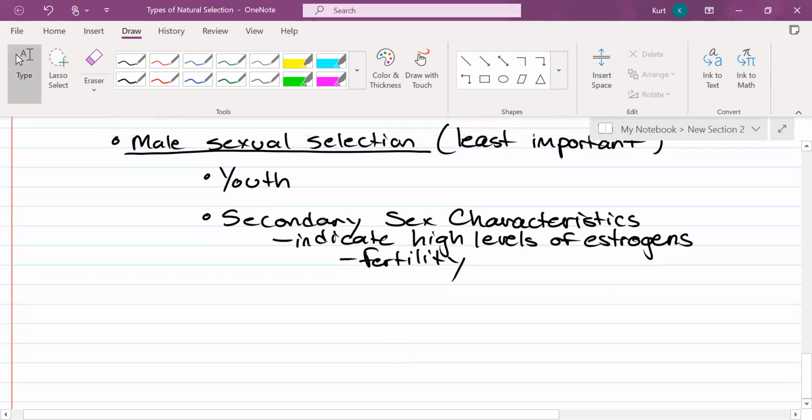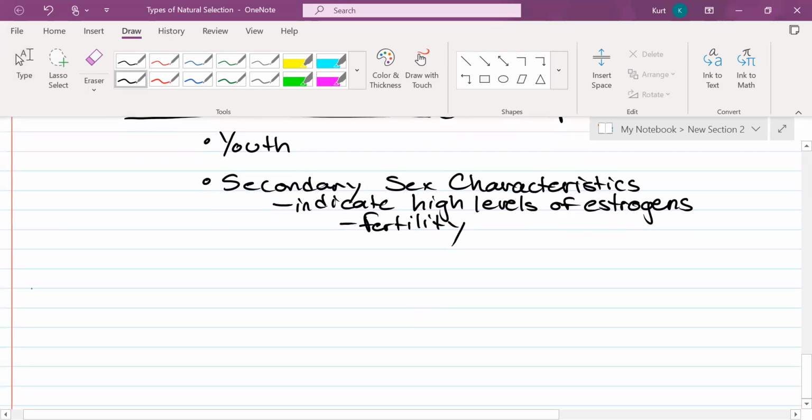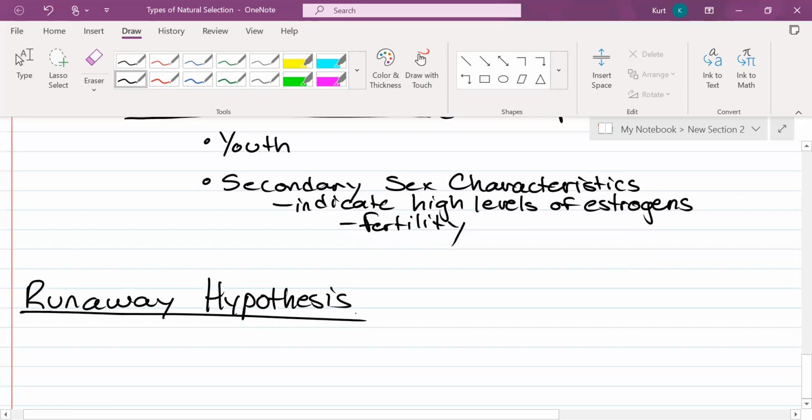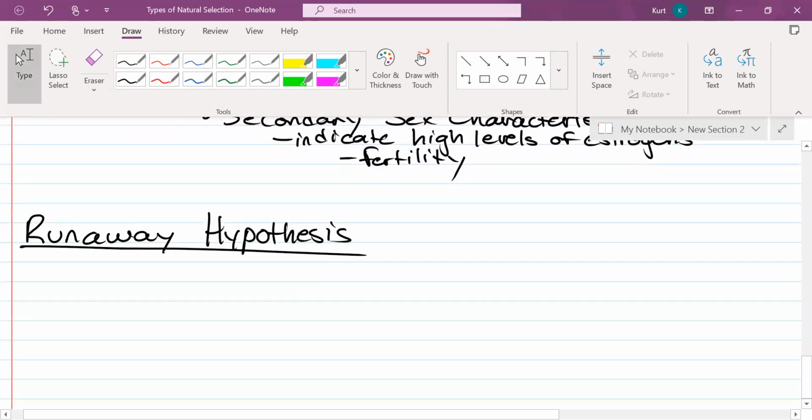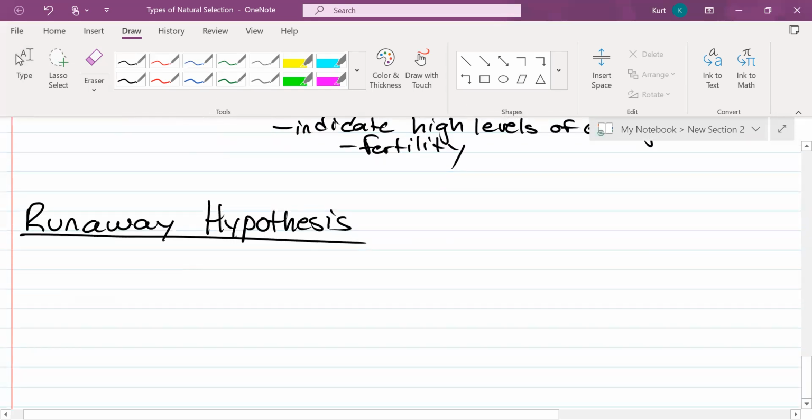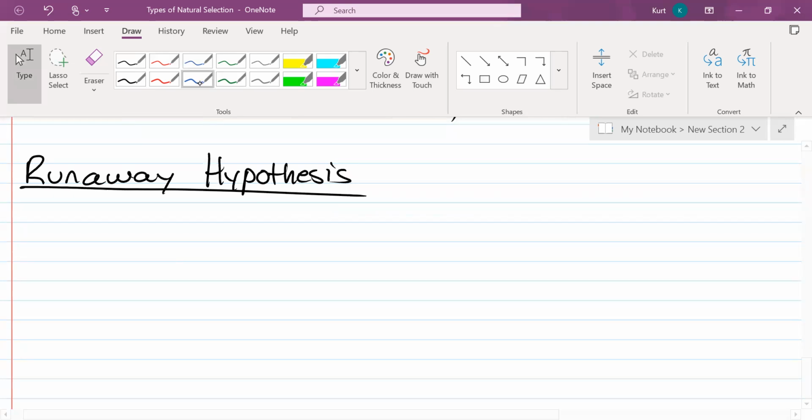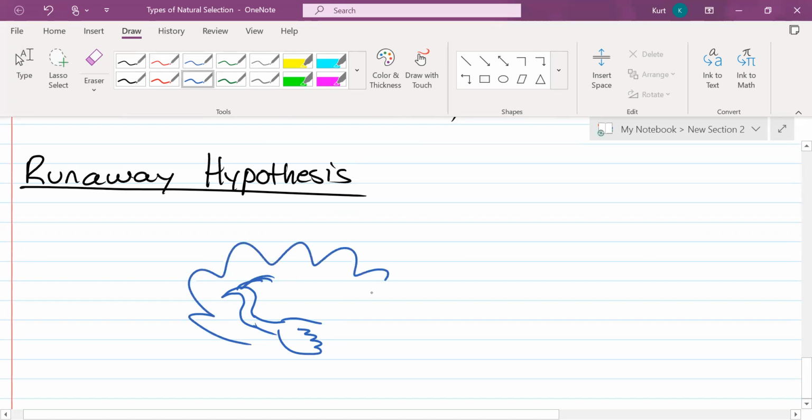Okay, and then the last thing I want to get to, which I have not been able to get to in my previous classes, is the runaway hypothesis. I want to talk about the peafowl. A male is a peacock, the female is a peahen. If you see a male peacock, they're a beautiful looking bird, and they have this plumage that they just show off to the ladies.